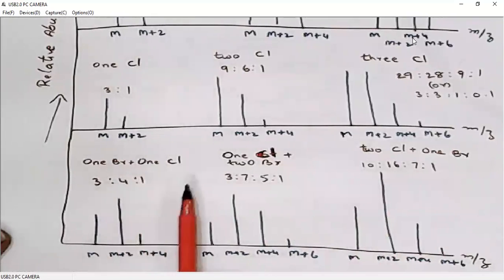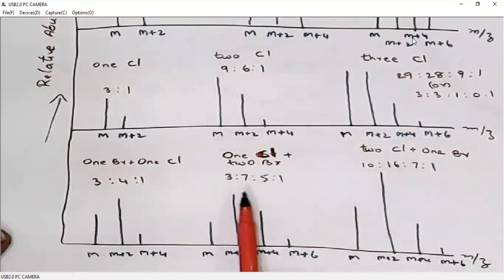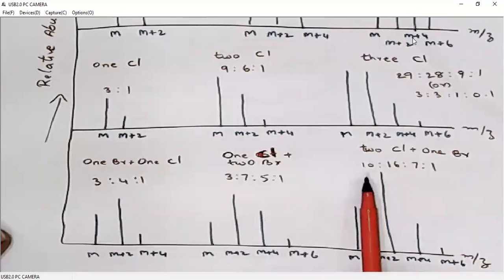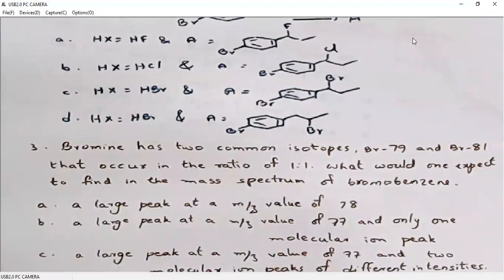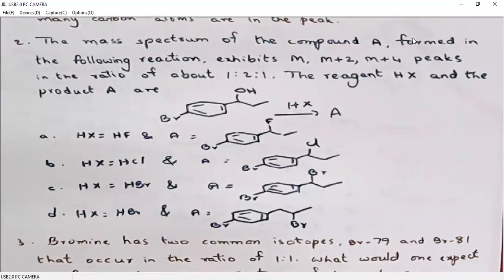So 1 bromine, 1 chlorine, 3:4:1. 1 chlorine, 2 bromines, 3:7:5:1. 2 chlorines, 1 bromine, 10:16:7:1. You need to learn this by heart. Now, how do we utilize this data for answering CSI questions? We will look at some examples.